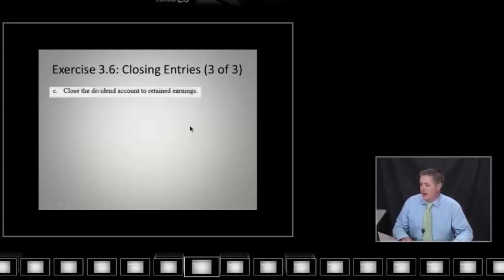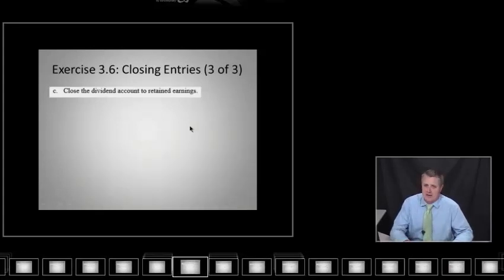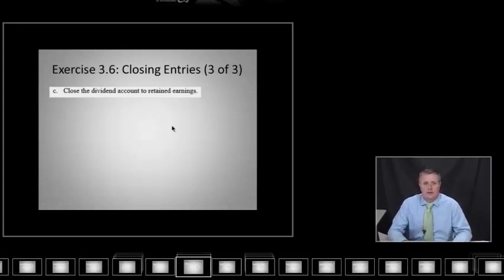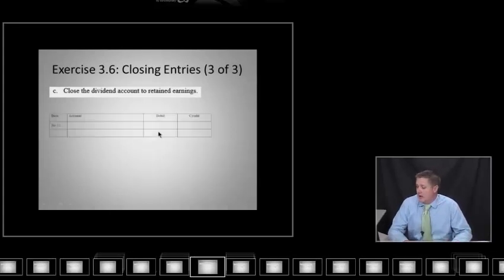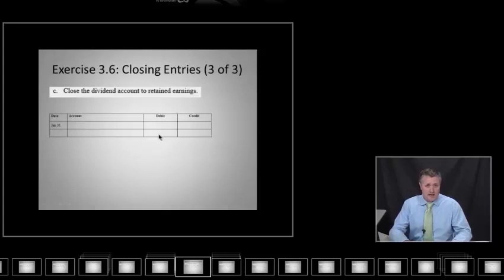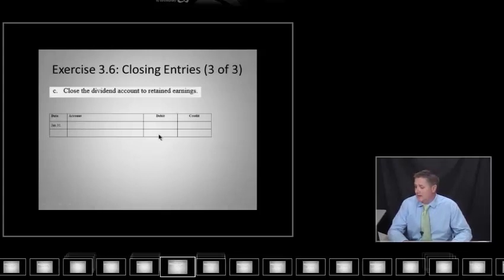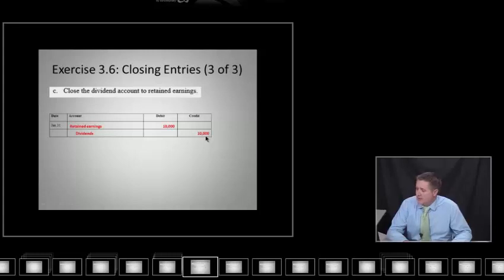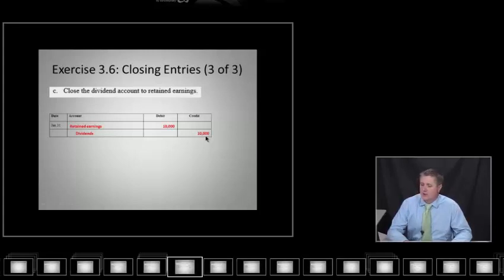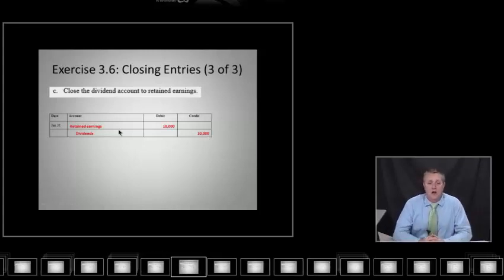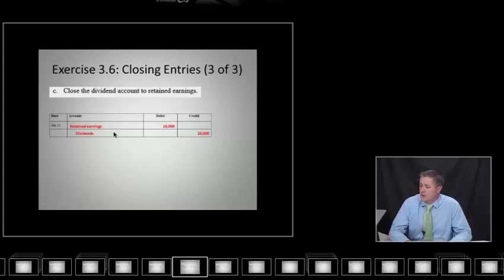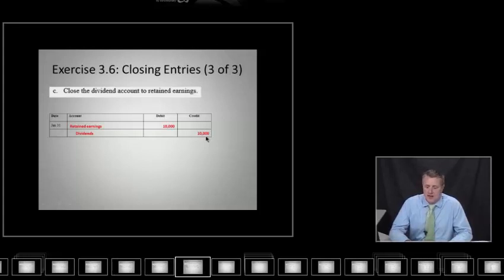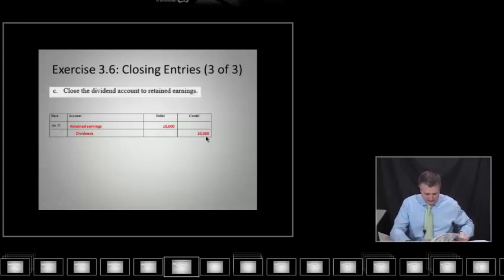Now, part C, the final step in the closing process, would be to close the dividend account to retained earnings. Recall that the dividend account is a temporary equity account, and it reflects the dividends that were paid over the period. Since dividends are a contra equity account, they have a normal debit balance. So we would need to credit dividends of $10,000 and debit retained earnings of $10,000. So this is actually reducing retained earnings, which makes sense because dividends are paid out of retained earnings. And that $10,000 amount comes from the 50-cent dividend times 20,000 shares outstanding.